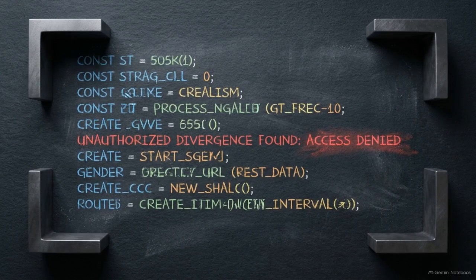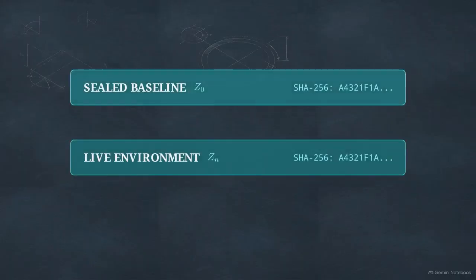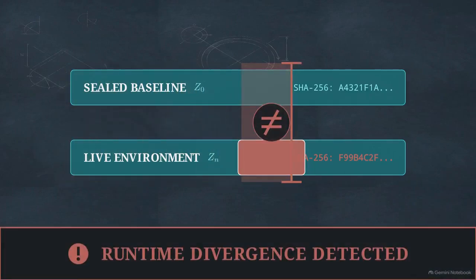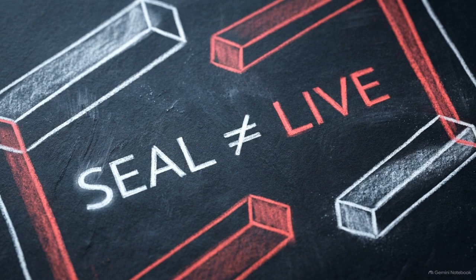Any unauthorized mutation creates an immediate runtime divergence. The mathematically sealed baseline, the version of the system known to be safe, no longer matches the live environment. The architecture responds with absolute finality. The front door denies access to the modified runtime.